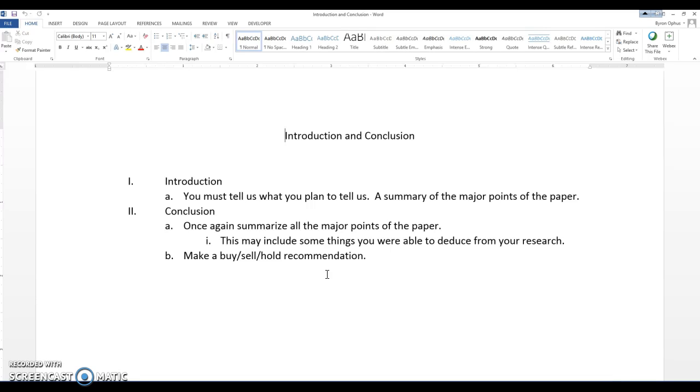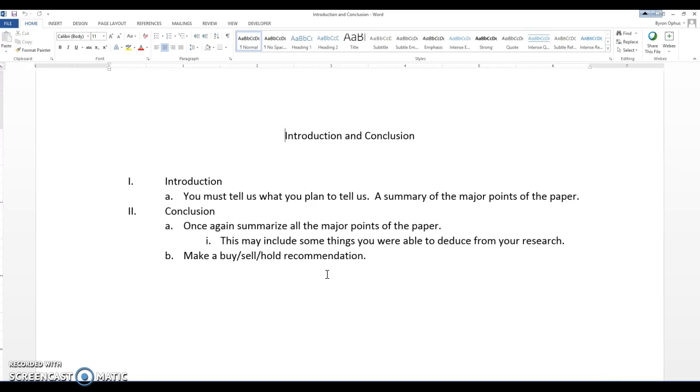And what's that? A summary of the major points of the paper. Does it have to be a complex summary? No. Remember, you're just writing a paragraph here. You're going to introduce your subject. You're going to tell me, I'm going to write about the industry that this company competes in. I'm going to tell you about the history of the company. I'm going to tell you about the strategy the company uses. And more importantly, I'm going to give you a detailed financial analysis. It can be that simple. You can make it a little more complex if you want to, but there's no real need to. You could really have that part in one sentence of your introductory paragraph.